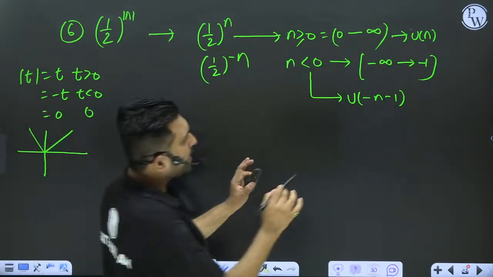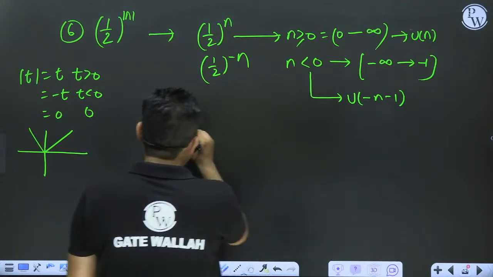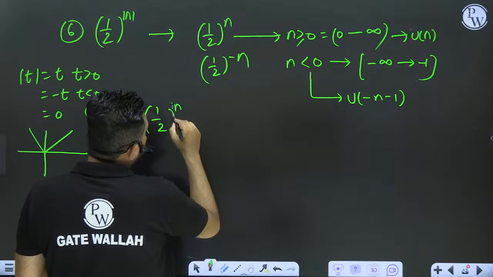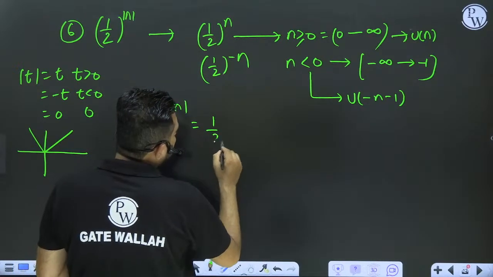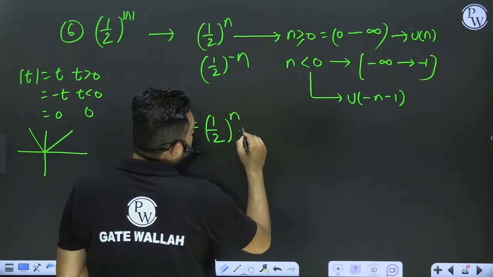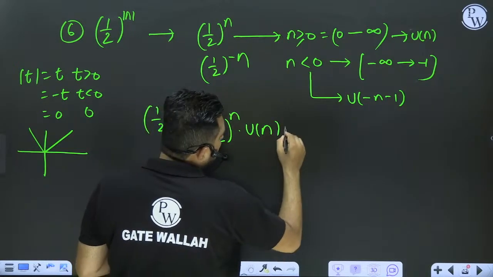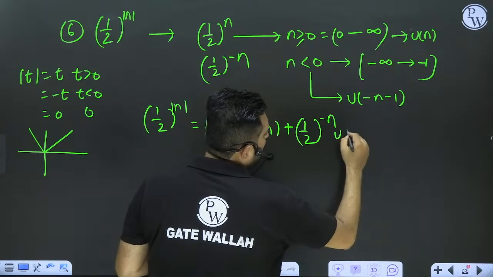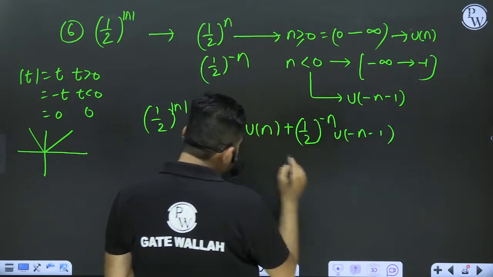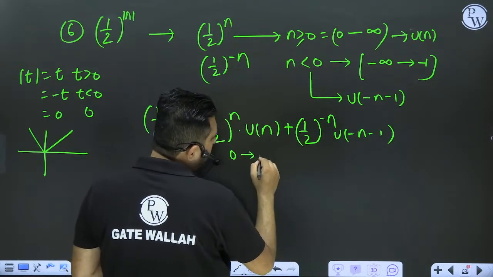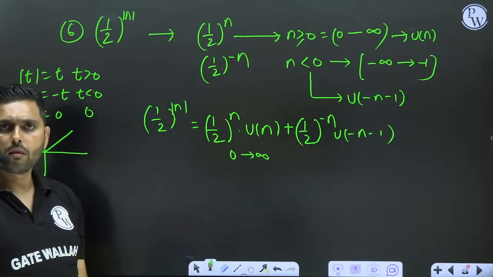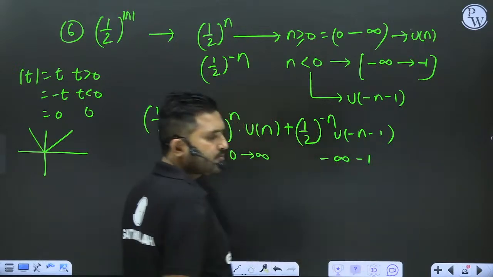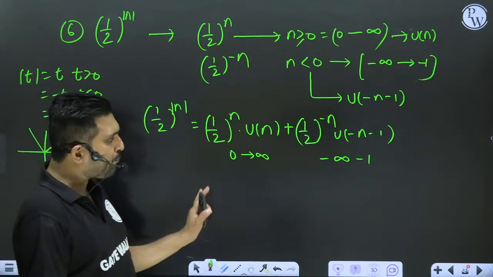So what I want to say is that, see here, if you want to write (1/2)^|n|, then this is equal to (1/2)^n u[n] plus (1/2)^(-n) u[-n-1]. The first has limits from 0 to infinity. The second has limits from minus infinity to minus 1. What is the plot of both these functions?